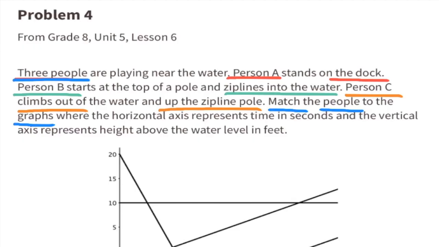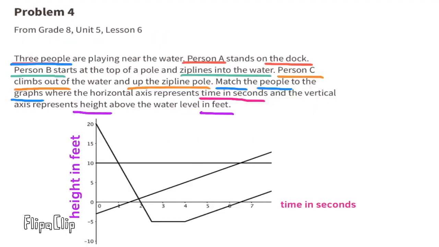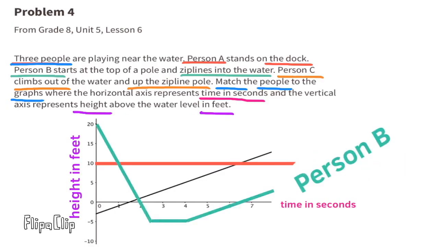Match the people to the graphs where the horizontal axis represents time in seconds and the vertical axis represents height above the water level in feet. This horizontal line represents person A standing on the dock, and it looks to me like the dock is approximately 10 feet above the water. This green line represents person B standing at the top of a pole and ziplining into the water. It looks like the pole was approximately 20 feet tall.